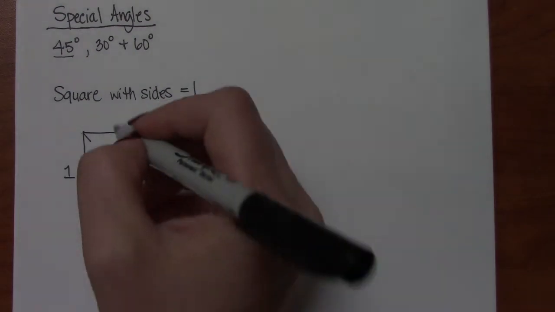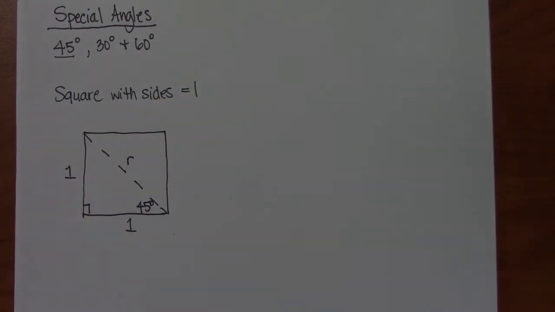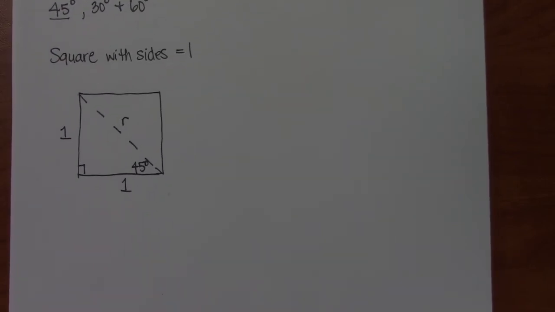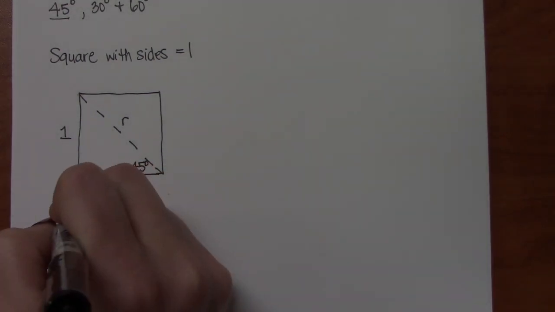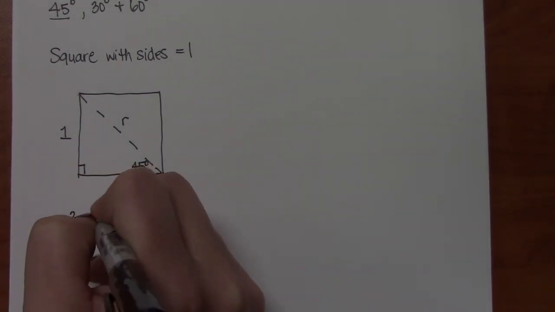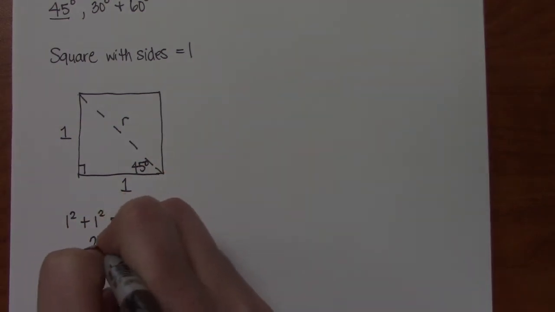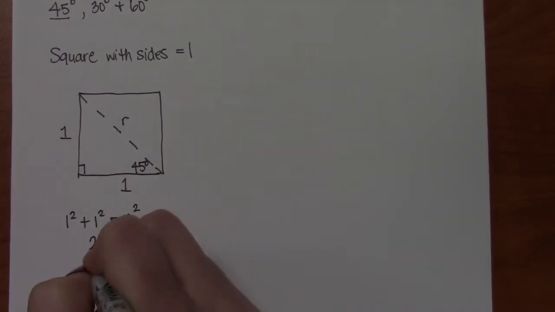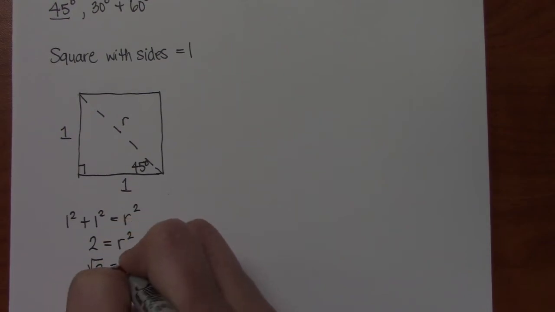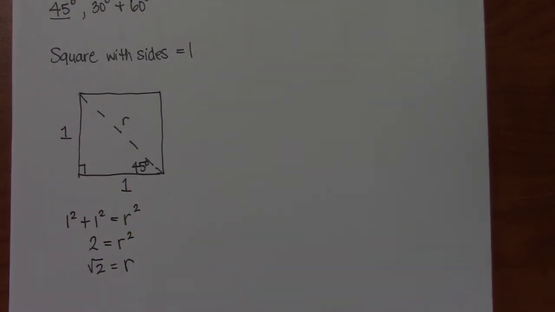But in order to talk about sine and cosine, I need to know what the hypotenuse is. We can solve for the hypotenuse of this triangle using the Pythagorean theorem. The base is 1, the height is 1. That's going to equal r squared. So 2 is going to equal r squared, and the square root of 2 is going to be r.